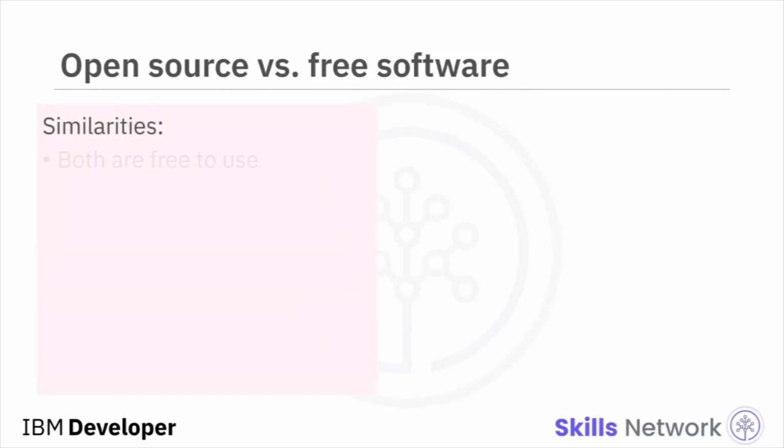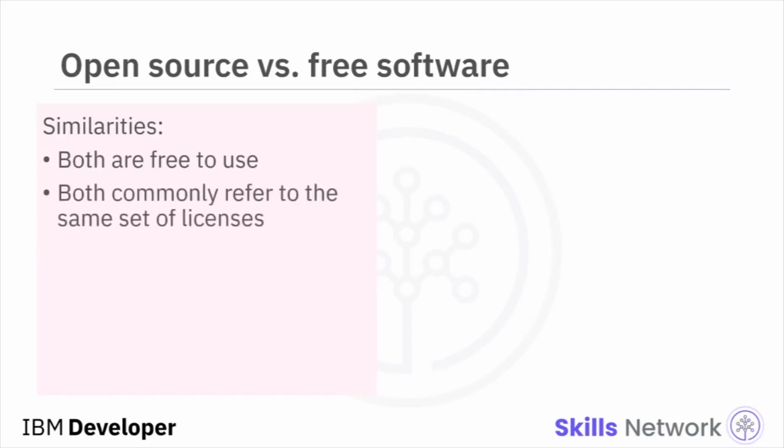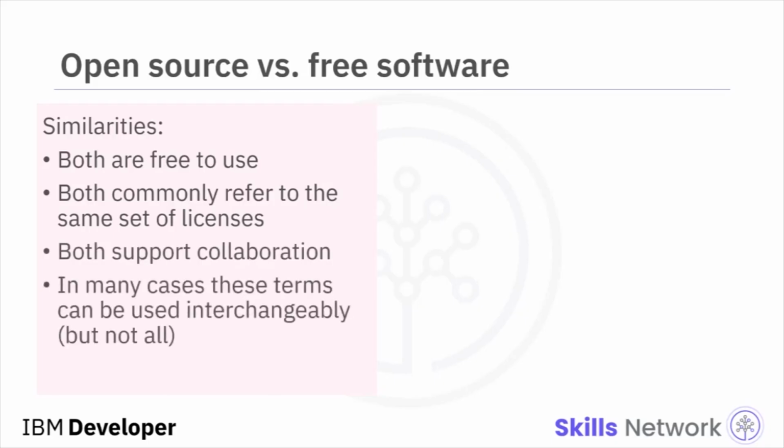The similarities are that both are free to use. Both commonly refer to the same set of licenses. For example, many open source projects use the General Public License, or GNU. Both support collaboration, and in many cases, these terms can be used interchangeably, but not all.